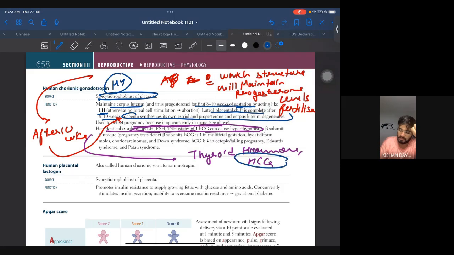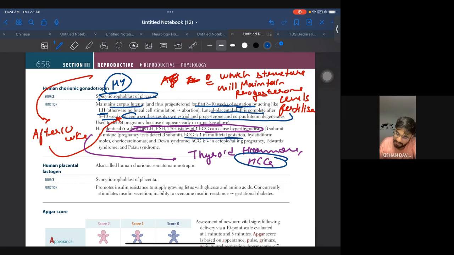Your answer should always be HCG. So many questions are there in UL also, so you will get the idea what I am talking about. If they are asking with TSH or thyroid what other hormone levels will fluctuate because of the similar structure, you will mark HCG. Okay.